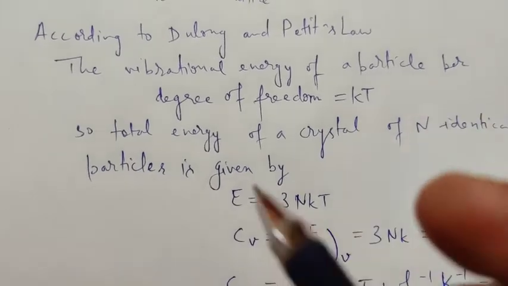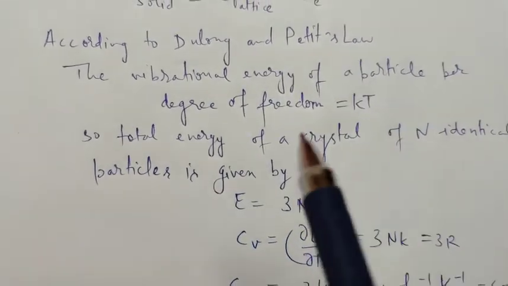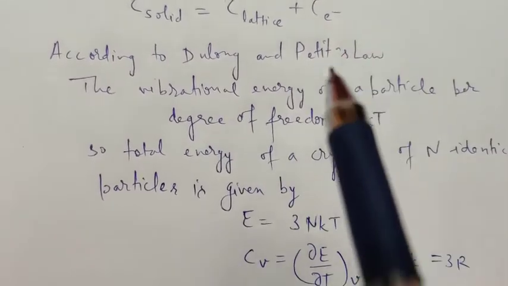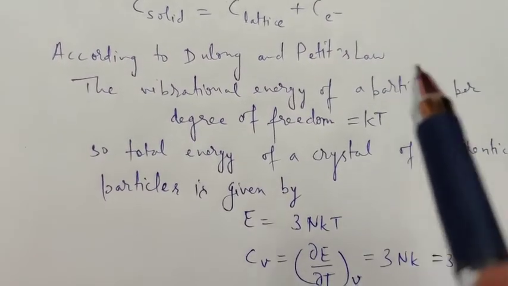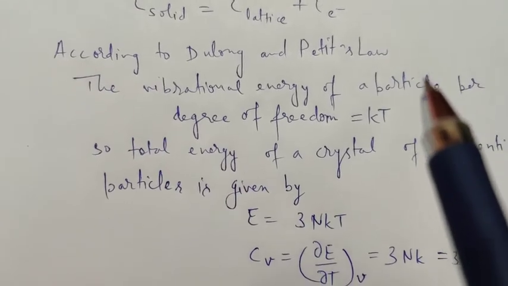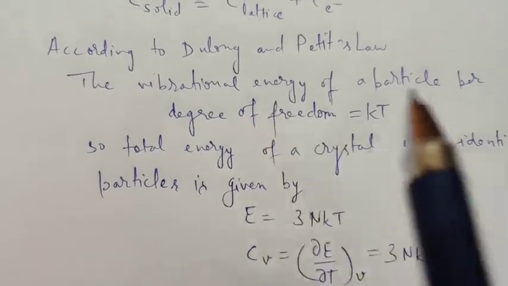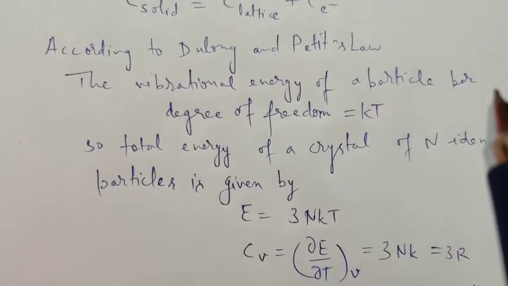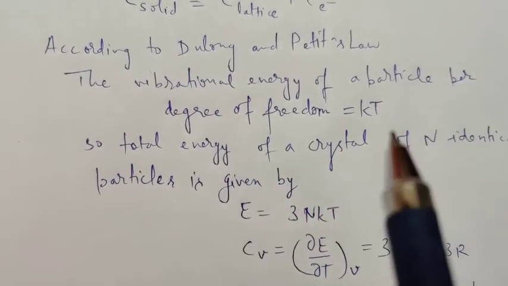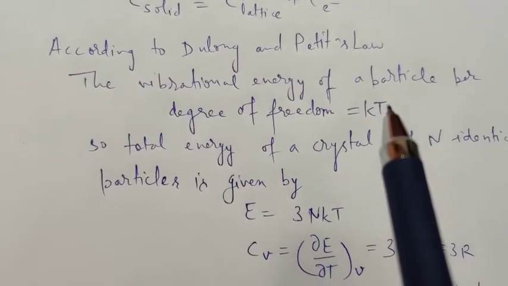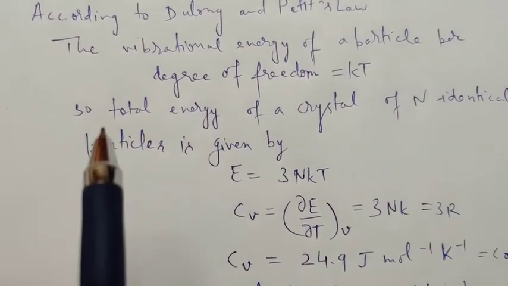So now there were two scientists, Dulong and Petit. They calculated the vibrational energy for a particular atom of the lattice. They considered the atoms in the lattice as harmonic oscillators, so they calculated their vibrational energy. Their vibrational energy per particle per degree of freedom is kT, k is the Boltzmann constant, T is the absolute temperature in Kelvin.